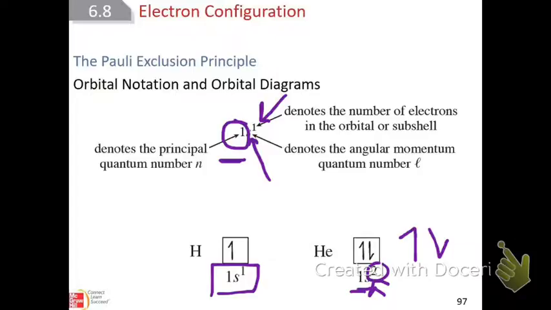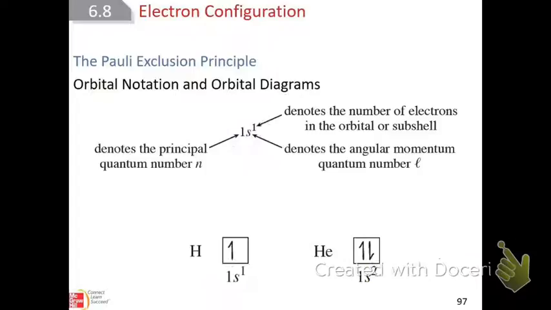The next is the Aufbau principle. The Aufbau principle says that electrons are going to enter the lowest energy levels and fill them first. So we have to build from the ground up, in other words.